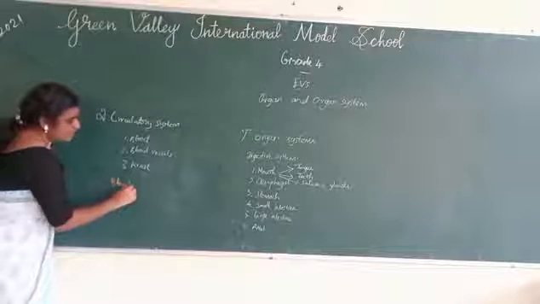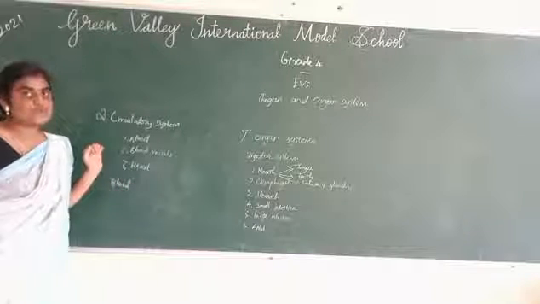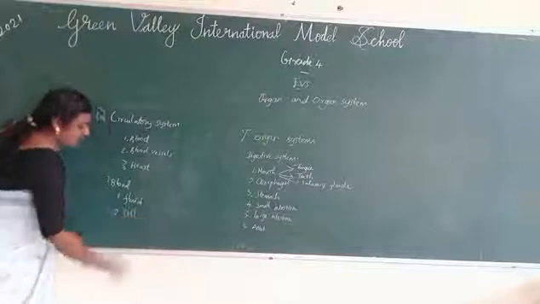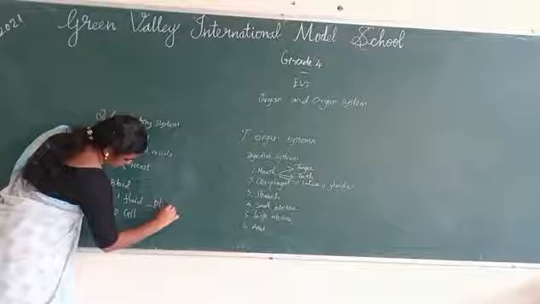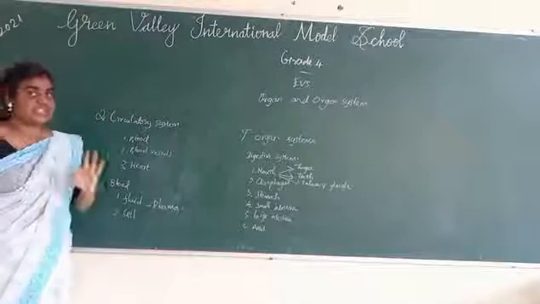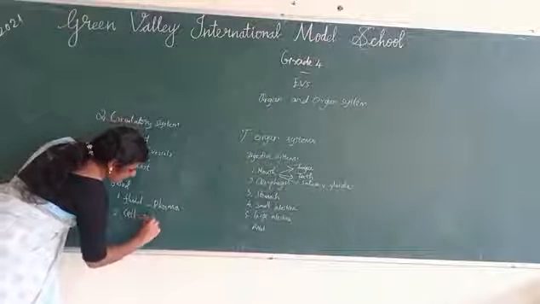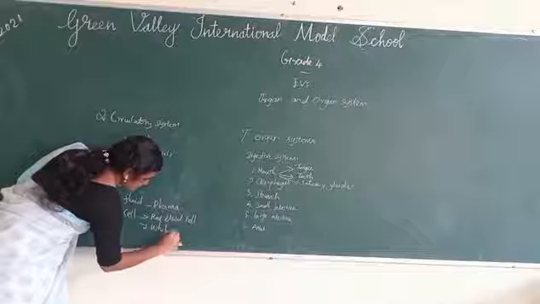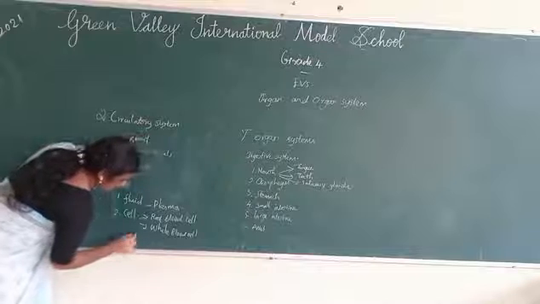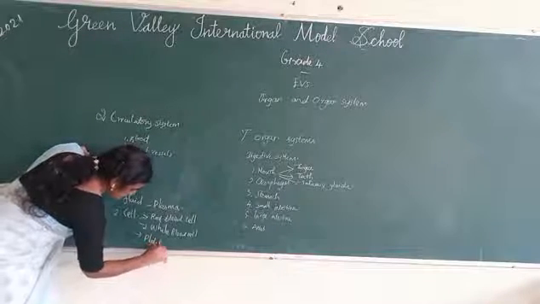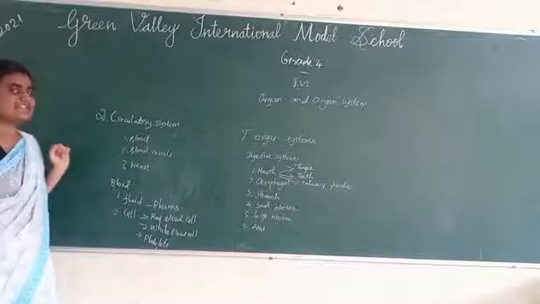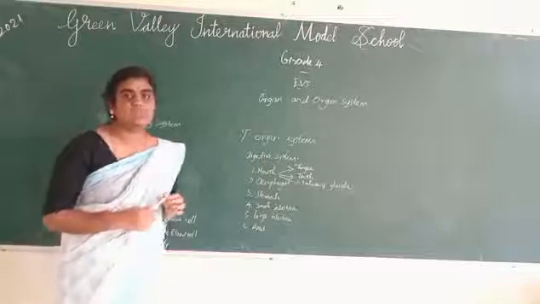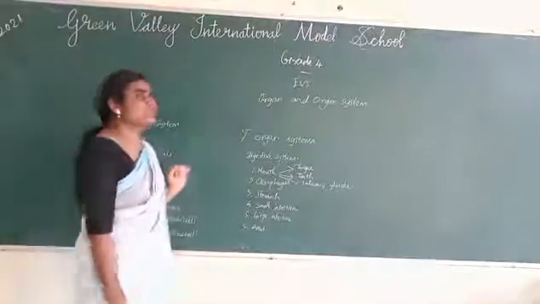The blood has two components. They are fluid and cells. The fluid is plasma, and the cells have three parts. They are red blood cells, white blood cells, and platelets. These are the three parts of our blood cells. The blood is red in color because of the presence of a protein called hemoglobin.